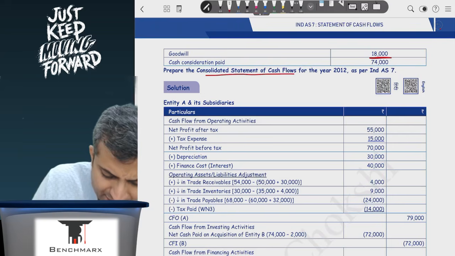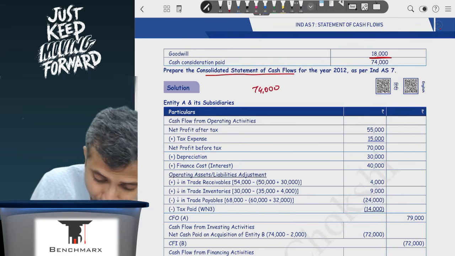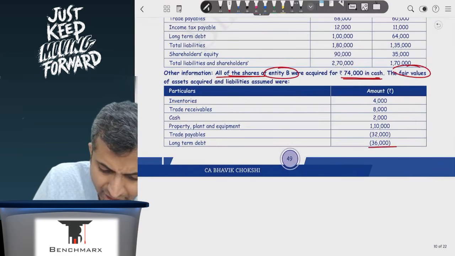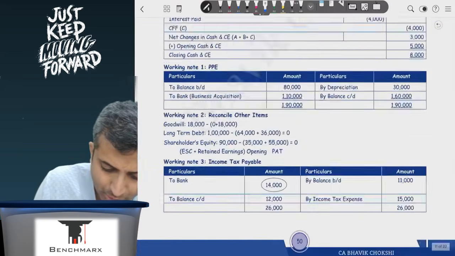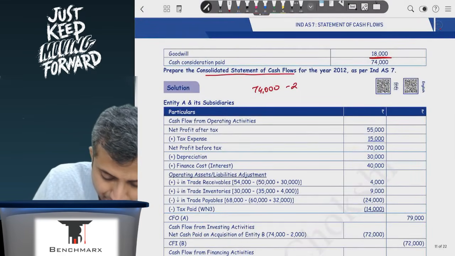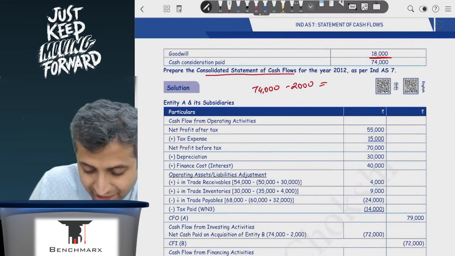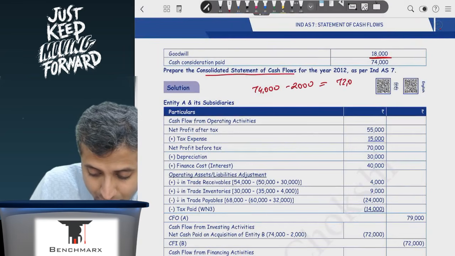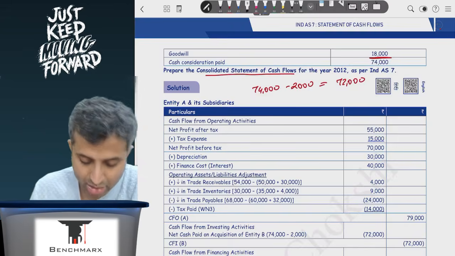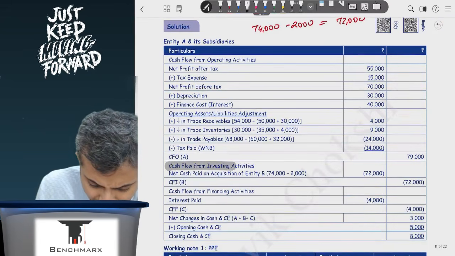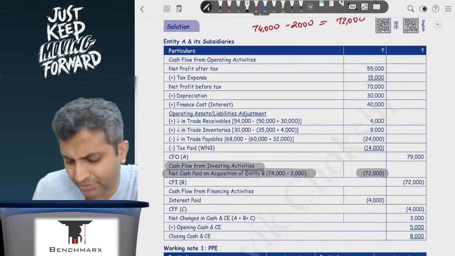So I'm saying 74,000 is the cash paid, but along with that I've also received cash of 2,000, and hence net I am paying 74,000, net I'm receiving 2,000, and then 72,000 will be my cash flow from investing activities. When I look at CFI, there will be net cash paid on acquisition of 72,000.